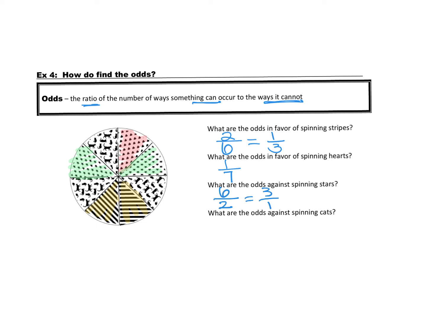And then our last one, what are the odds against spinning the cats? Well, I've got 3 cats. So that means that I would have a total of 5 all over 3. So I have a chance of 5 of getting something else other than cats, and then I have a chance of 3 of getting the cats. So in this lesson, we took a look at how to find the probability of an event and how to find the odds.